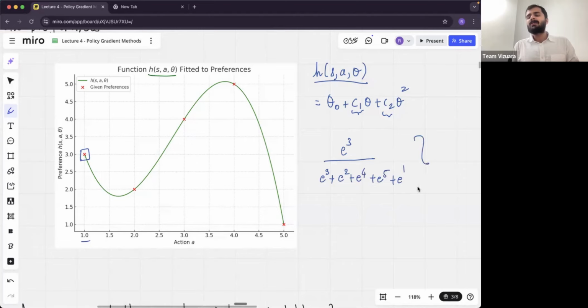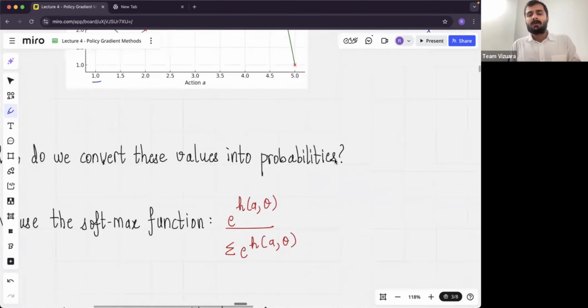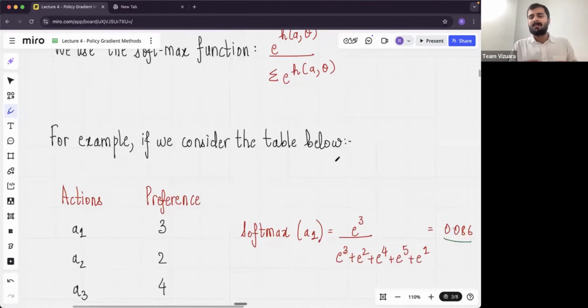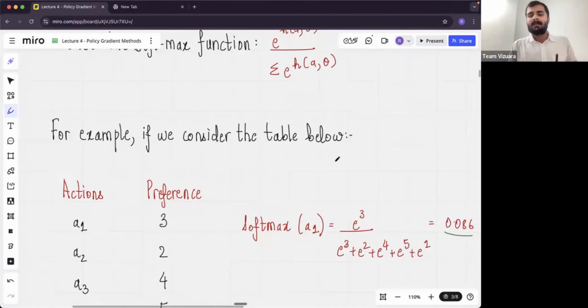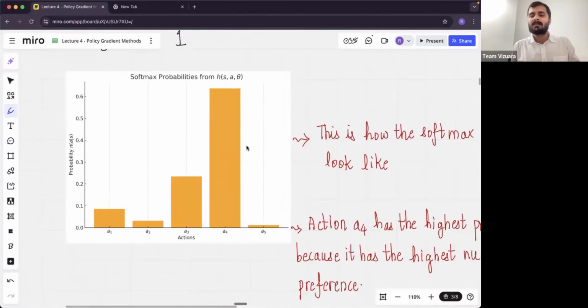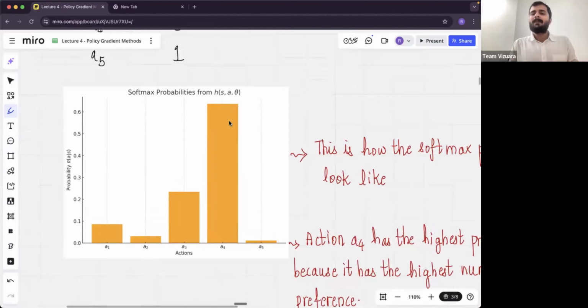This is how I will change my preference to a probability, because this will lie between 0 and 1 always. So this is called the softmax function, and we convert individual preferences into probabilities. And if you do that for all the preferences, you will see a distribution like this. Now, this is an example of a parameterized policy. Why is it an example of a policy? Because it gives me a probability for all the actions. Why parameterized? Because this policy is determined only as a function of theta.